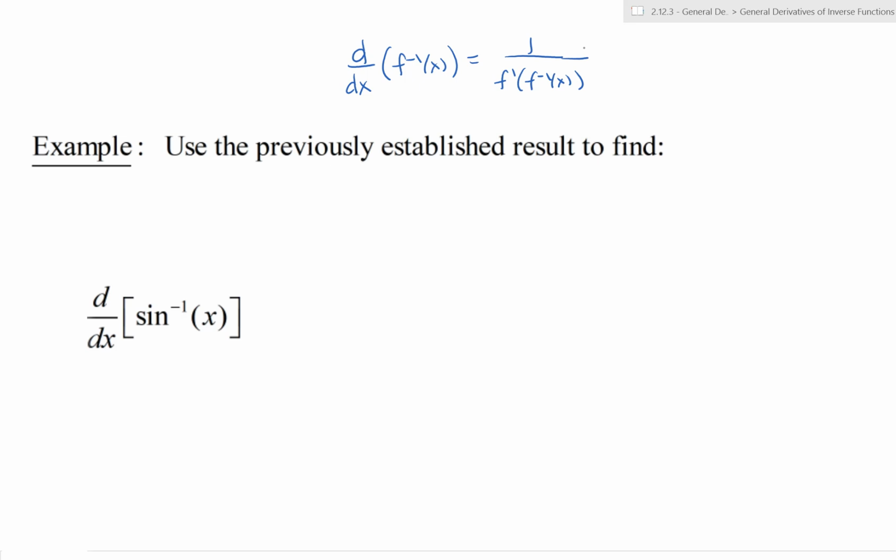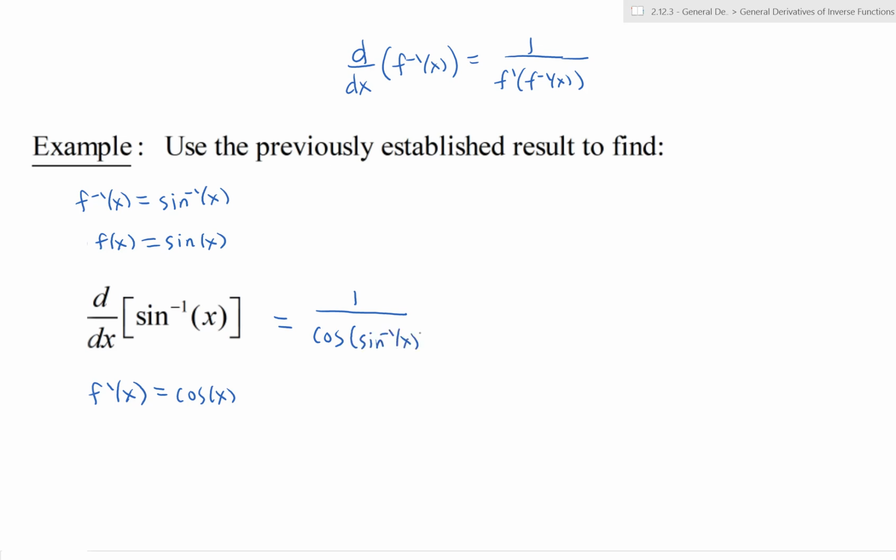Now in our case, we have arc sine of x that we're differentiating, and so here you should think of f inverse of x as sine inverse of x. And that would imply that f of x should be sine of x, because that's its inverse. And so, what is f prime of x here? Well, it's just the derivative of the sine function, which is cosine of x. And thus, the derivative of the arc sine of x with respect to x should be 1 over the cosine, that's our f prime, evaluated at sine inverse of x, which is our f inverse of x function here.